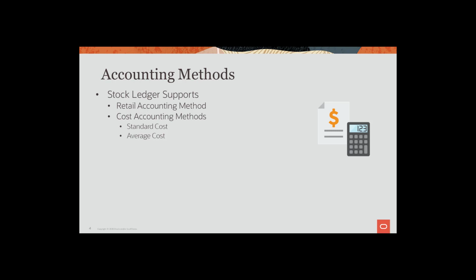For the cost method, two types are supported, average cost and standard cost. Merchandising also supports visibility to both cost and retail valuations of inventory, as both cost and retail are captured for most transactions in merchandising regardless of the accounting method. These different accounting methods will be discussed in more detail in the next slides.